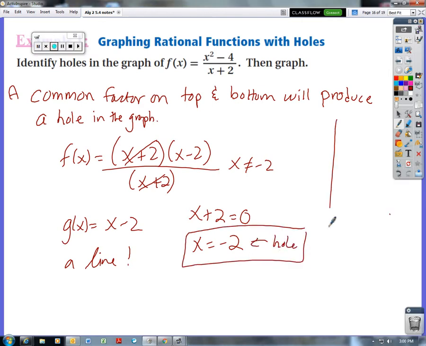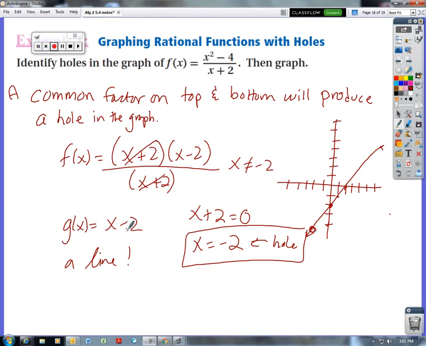Oh, by the way, if you were graphing this by hand on a piece of paper, how do you indicate the hole? Well, you would graph the line x minus 2, so I know it has a y-intercept of negative 2, it has a slope of 1, so it looks like this. You would draw the line, and then when x is negative 2, you would come down where it hits the line, and put a little open circle, and that means that there's a hole there.